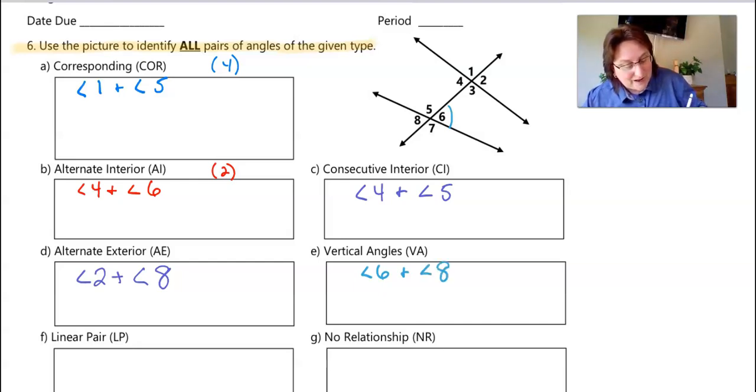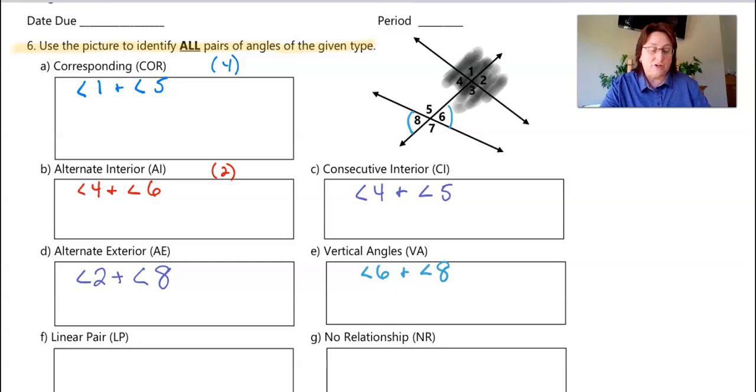Hopefully you guys said, hey, Miss Smith, it's angle 8, right? Because when I'm looking for vertical angles, I just have to look at one intersection. I don't even worry with this intersection. Vertical angles are only at one intersection. That 6 and that 8, rather, are just down there on one part of the intersection. It doesn't have to be on 2 different intersections.